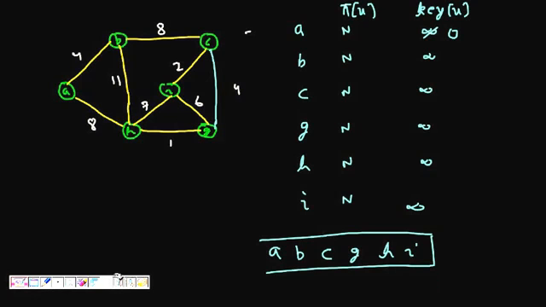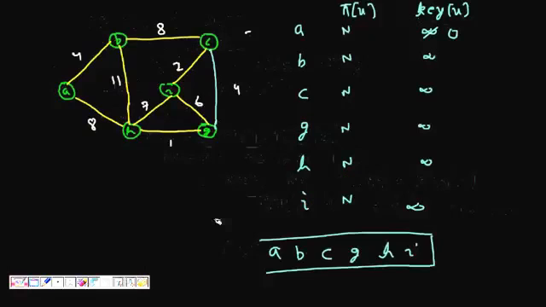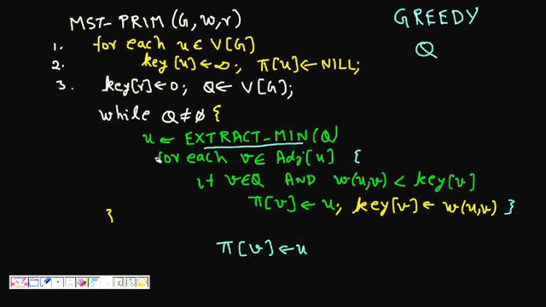Next, while the queue is not empty, we extract min, which will give us the minimum. Initially we have it like this. On extract min, A is the root and it has key 0, so based on that key it gets extracted first, and we get A.